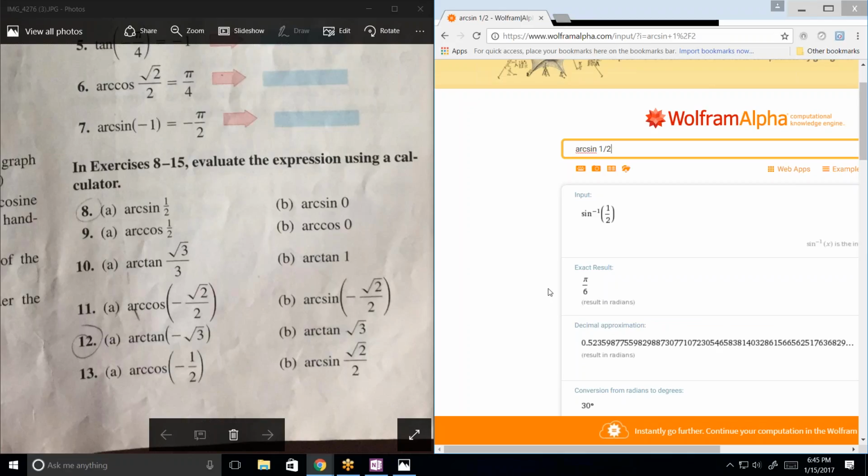We didn't want an exact number. That happens to be 0.5235, but now we're talking in radians. Okay, so that's all you have to do: put all these into your calculator.